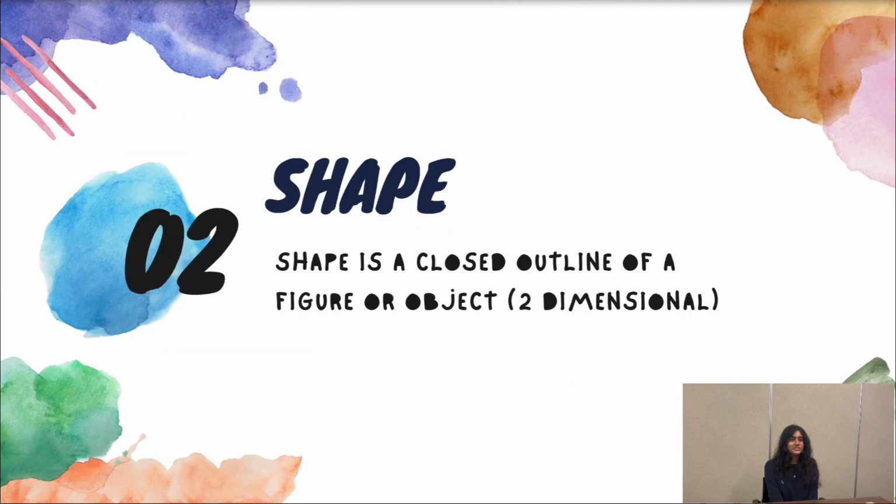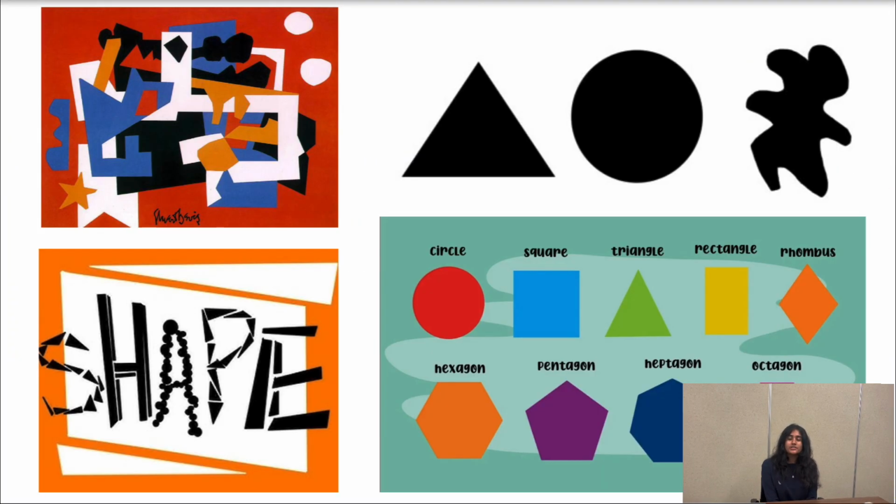So second, we have shape. Shape is a closed outline of a figure or object which is two-dimensional, which means you cannot hold it. So here are some examples of shapes. You cannot hold these, like triangles, circles, and squares.